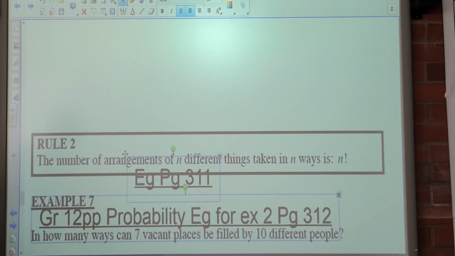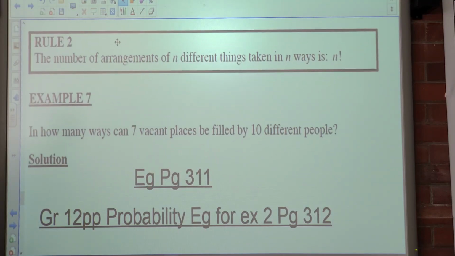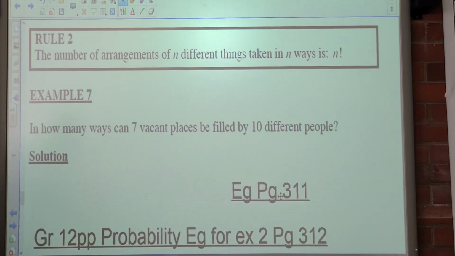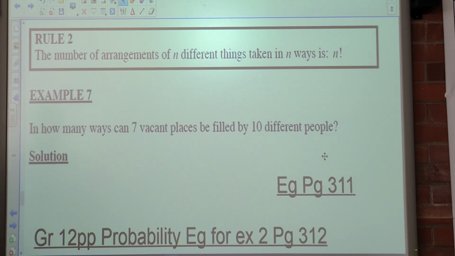So that brings us now to rule 2. Rule 2 says the number of arrangements of n different things taken in n ways is n factorial. Okay? The number of arrangements of n different things taken in n ways is n factorial. That's rule 2. You can write that down.